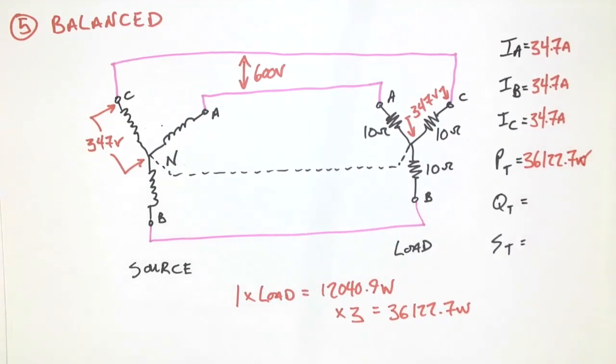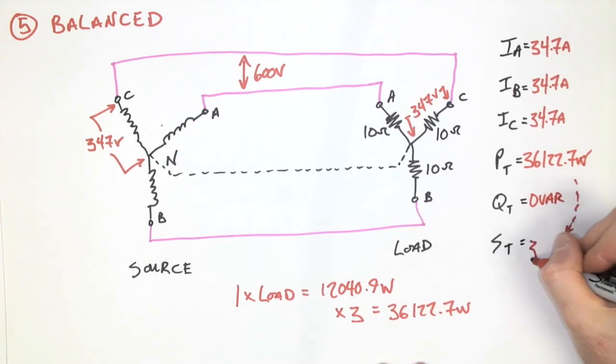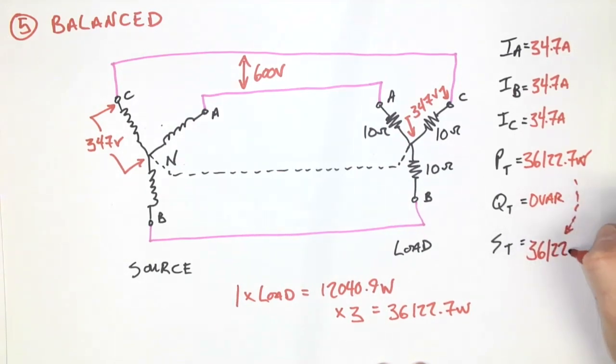Now remember, we have no capacitors or inductors, so we have 0 VAR, and because we have 0 VAR, it means that the VA is going to be exactly the same value as the watts.